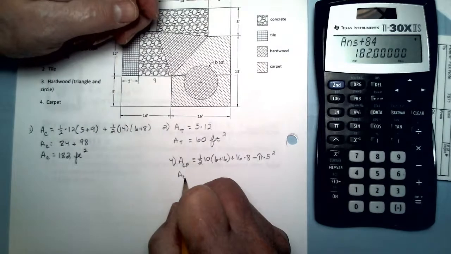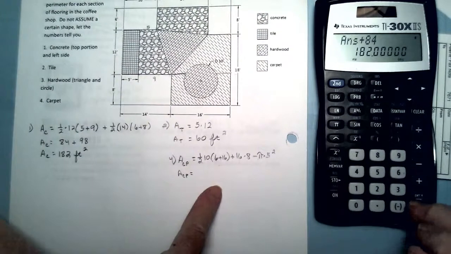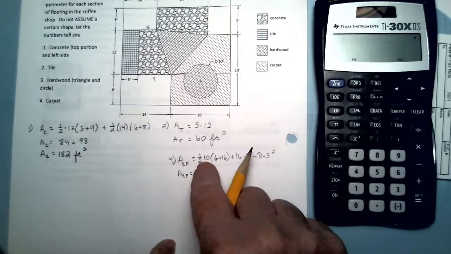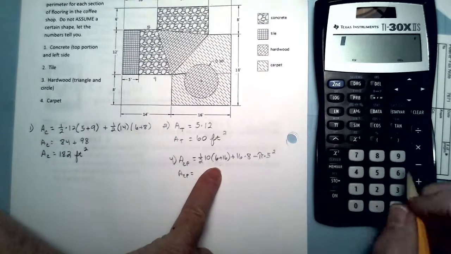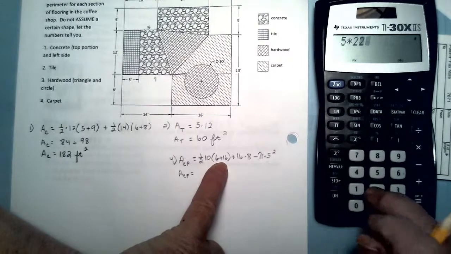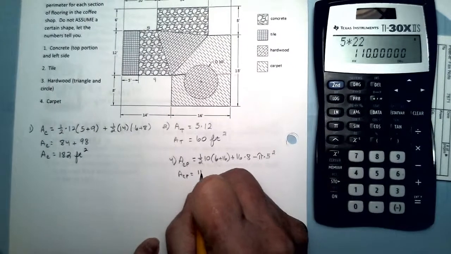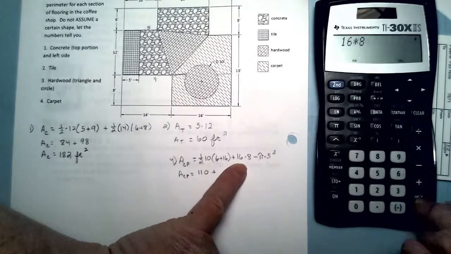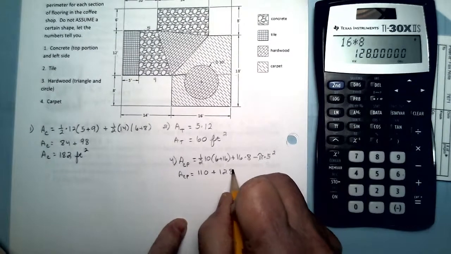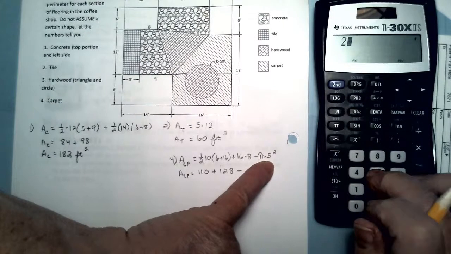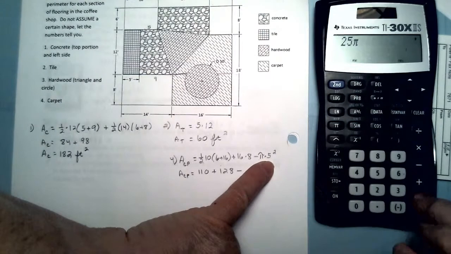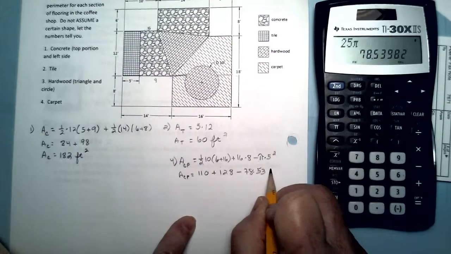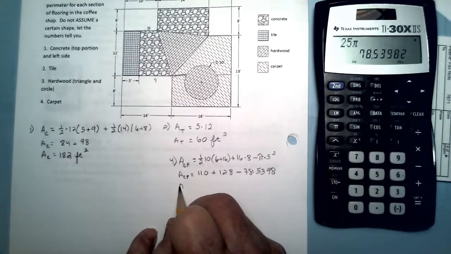So the area of the carpet is equal to, I've got 1/2 of 10 is 5, and 5 times 22 gives me 110, plus 16 times 8, which is 128, minus 5 squared, which I know is 25, so 25 pi. That is equal to 78.5398. And now I'll put these together.